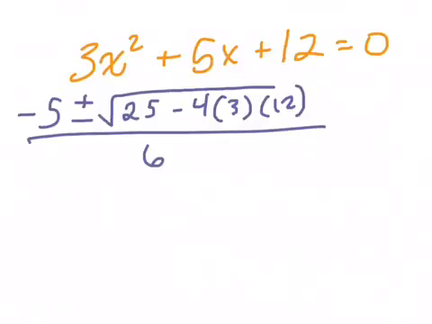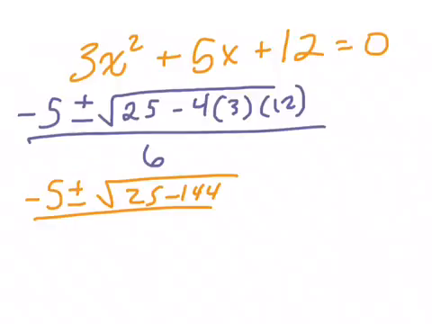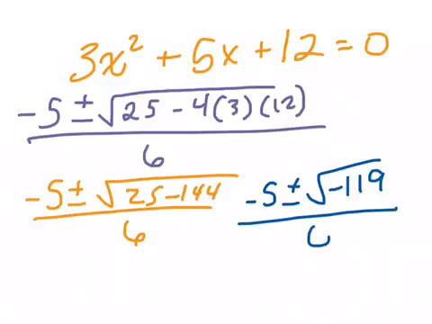So we'll go ahead and start simplifying again in here in the discriminant. So I'll do negative 4 times 3 times 12, which is negative 144. So continuing this, we have negative 5 plus or minus the square root of 25 minus 144 over 6. And 25 minus 144 is negative 119. So negative 5 plus or minus the square root of negative 119 over 6.